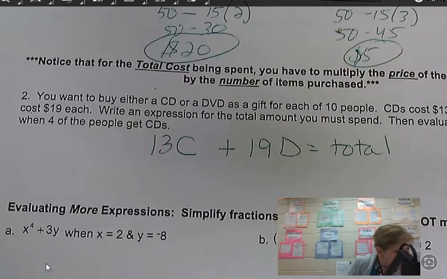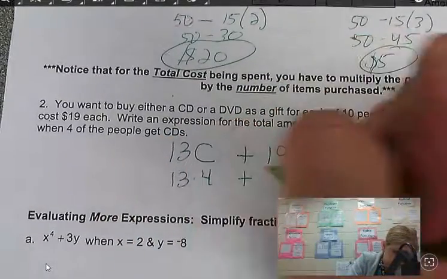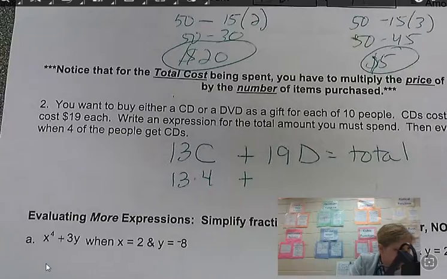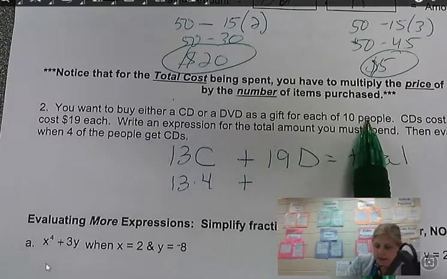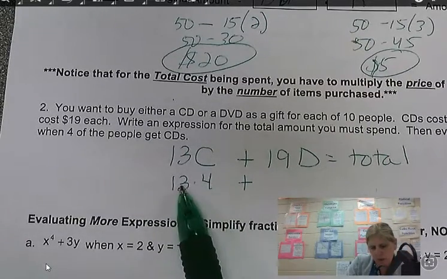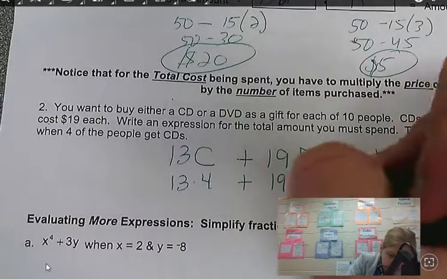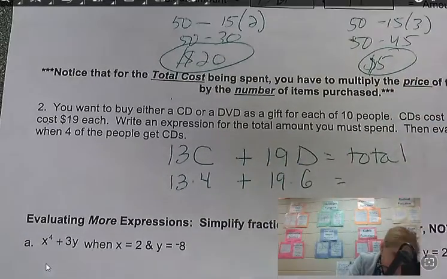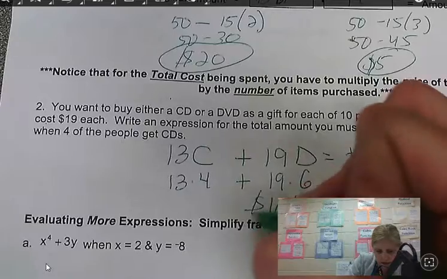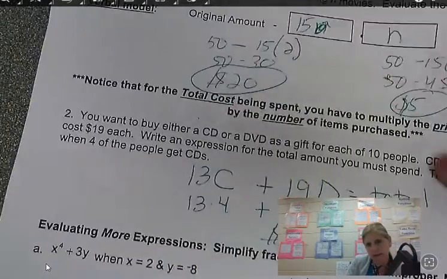But then what do we need for, oh, we're missing a piece. Because we know this would be 13 times 4. So we know because we're giving a gift for 10 people, so 4 are going to be CDs, so that makes 6 be DVDs. I get 166 as my answer.